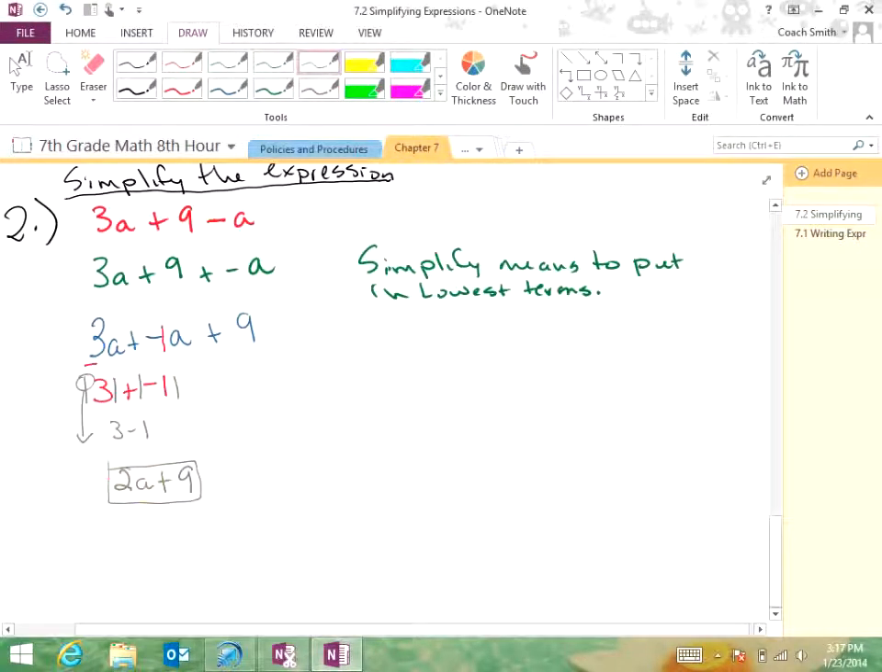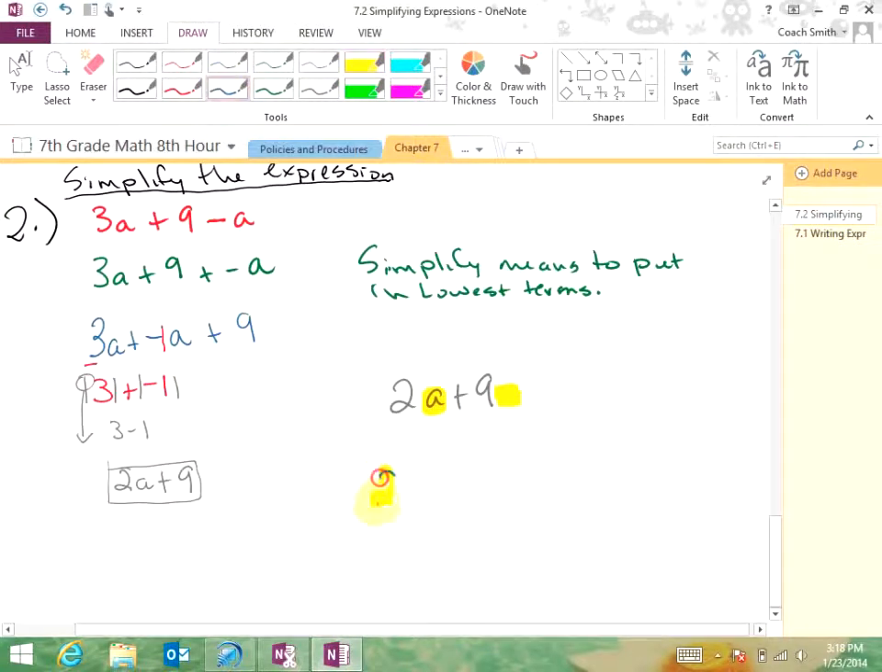When I asked you a while ago what the like terms were, you said we had 3a and negative a. Well, those are the only two things you can put together. 9 is not the same. The reason that 9 is not the same is because it doesn't have an a with it. Okay? It would be like I said this.